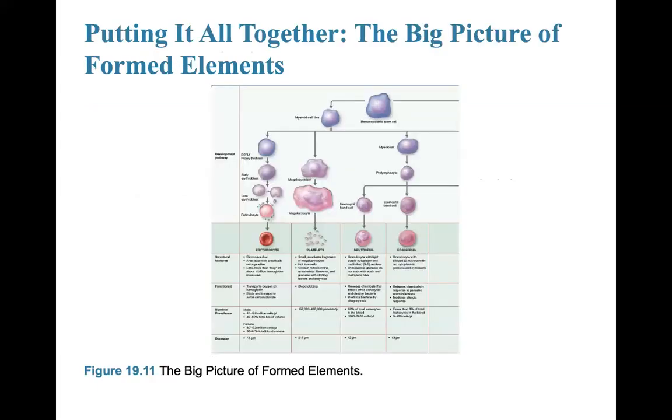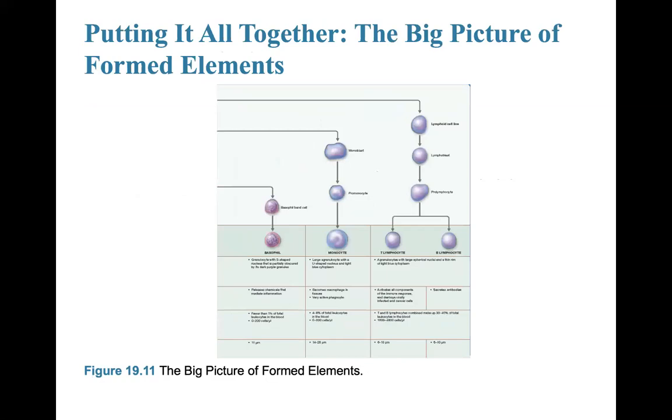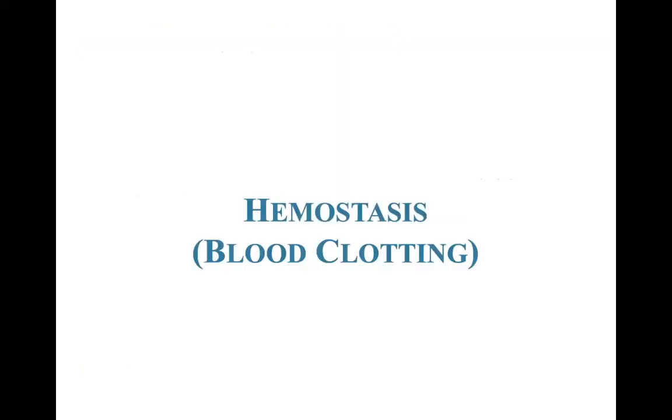So here, putting it all together, this is the big picture of all of our formed elements. Again, they all are derived from the hematopoietic stem cell. And you have your red blood cell line, your platelets, and then your various white blood cell lines. All of the formed elements are formed in the bone marrow. Okay. And that is it for all the formed elements and essentially the composition of blood, which includes the plasma as well as the erythrocytes, the white blood cells, and the platelets that we talked about.